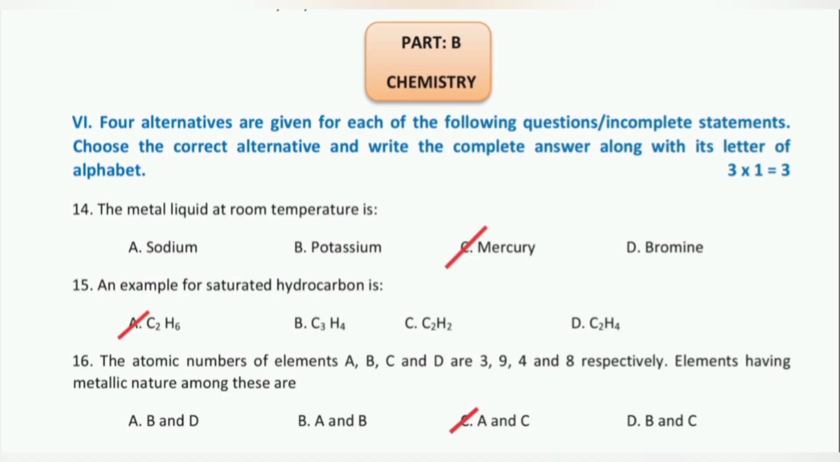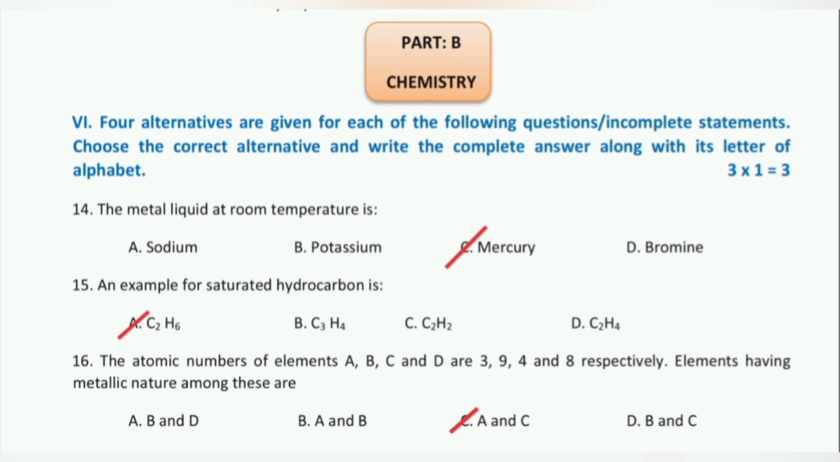Next, part B chemistry MCQs. The metal which is liquid at room temperature is option C, mercury. This has been repeated many times. The metal which is liquid at room temperature is mercury.